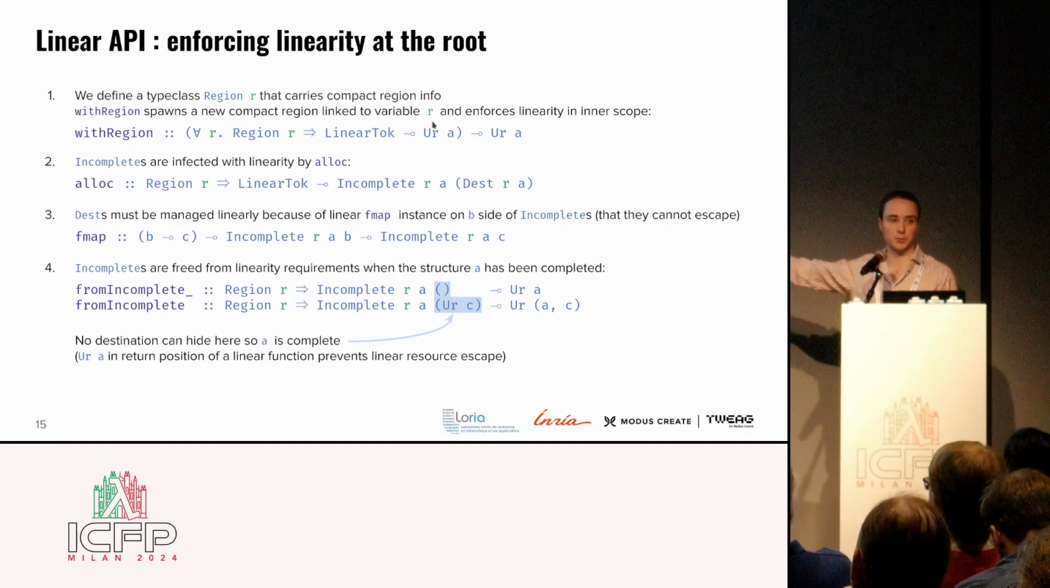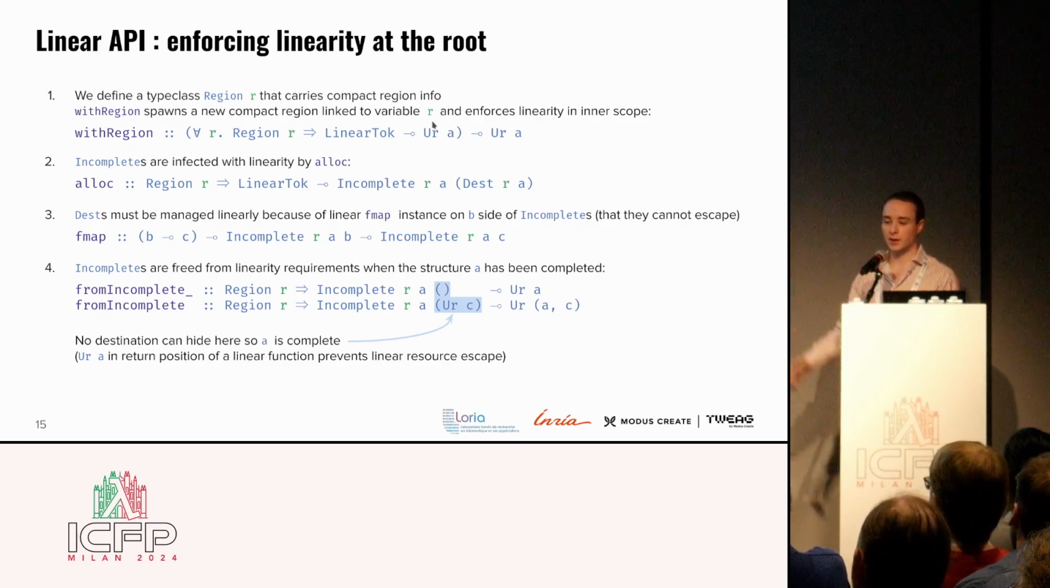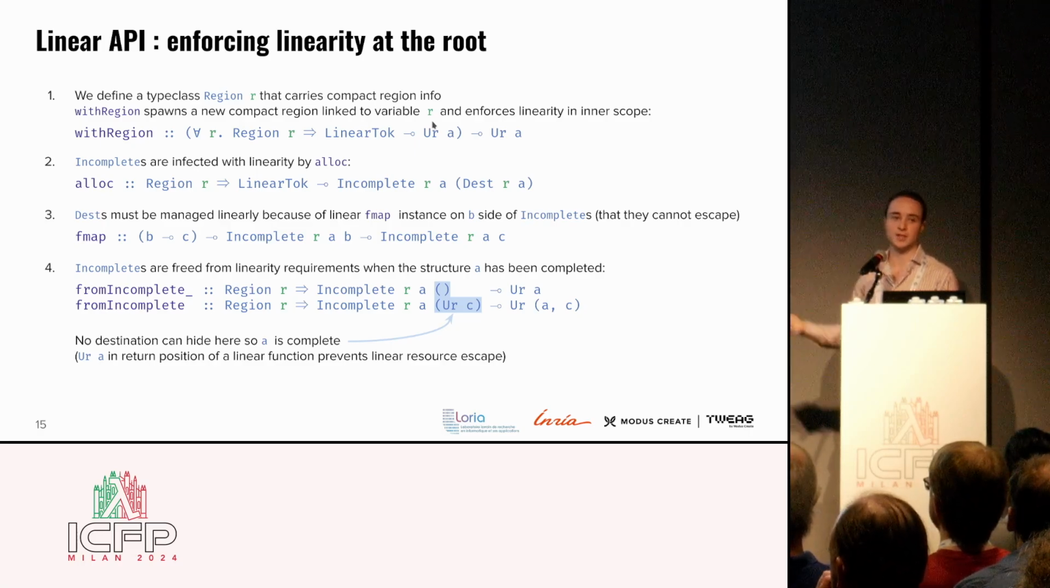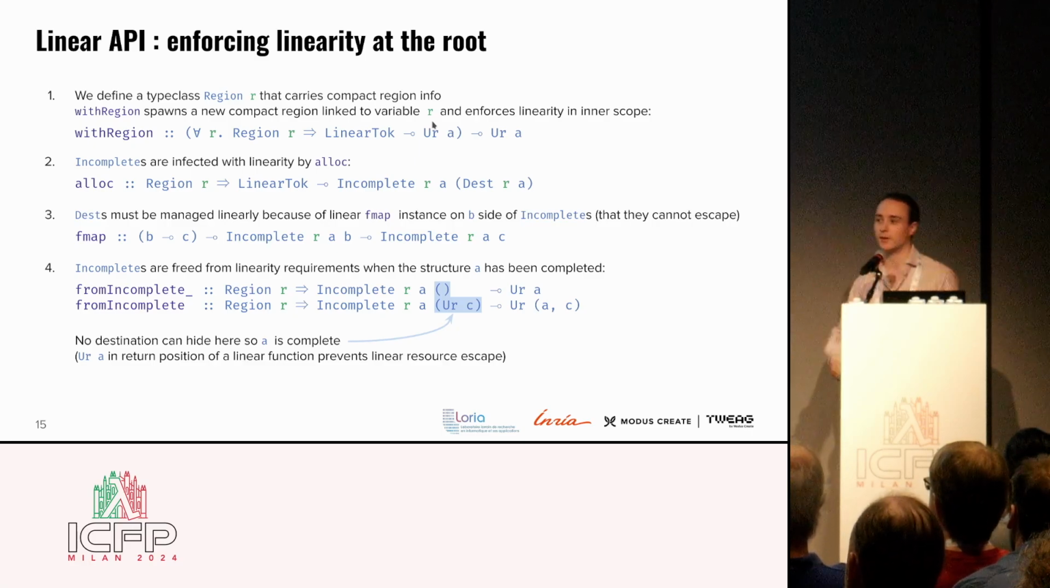So with region gives the user a linear token, and then the user can use alloc with this token to create an incomplete. And because alloc is linear, the incomplete has to be managed linearly. And then we have an fmap instance on incomplete, and the fmap instance on incomplete is what is used to access the destinations on the B side. So because incomplete is linear and fmap is linear, the destinations have to be used linearly.